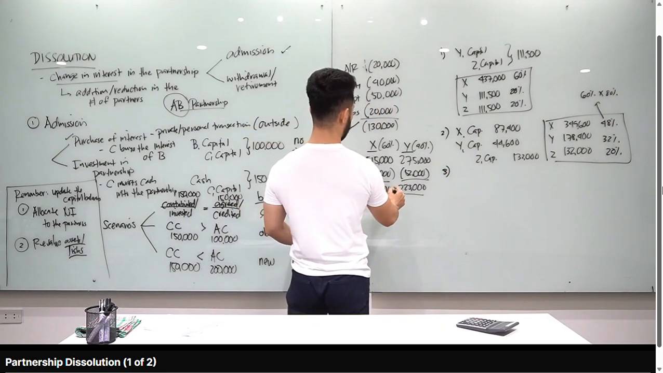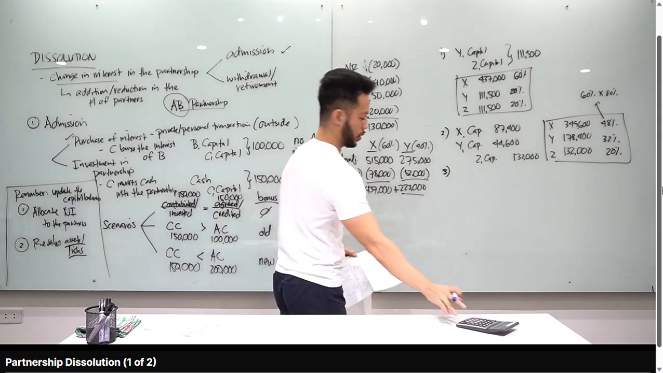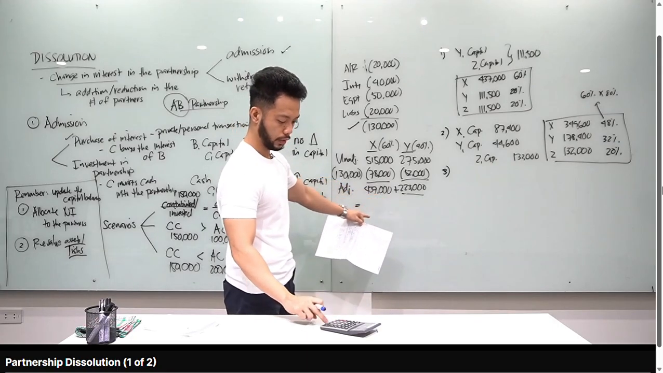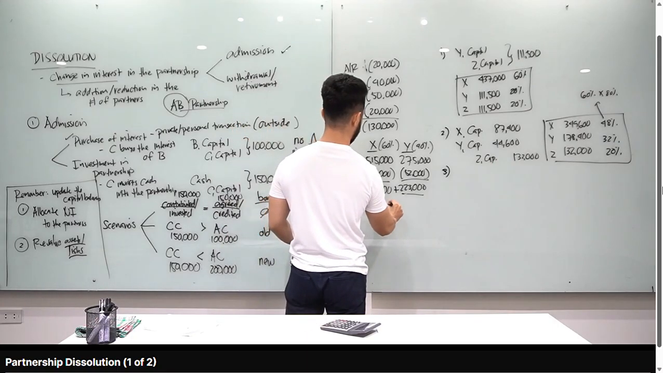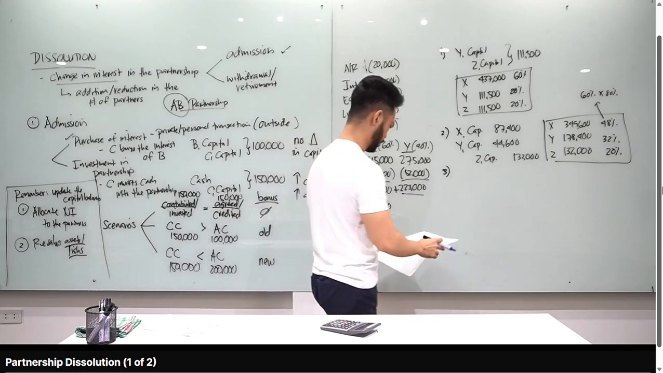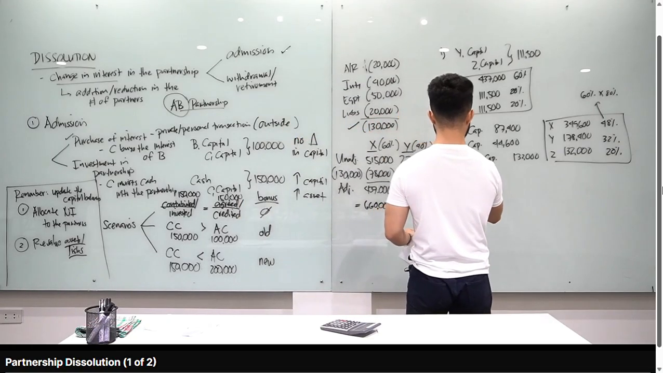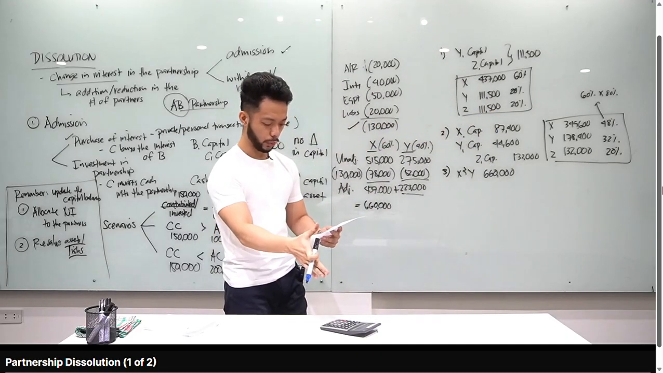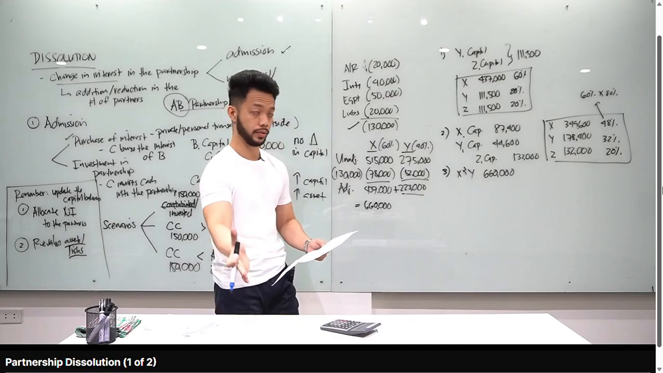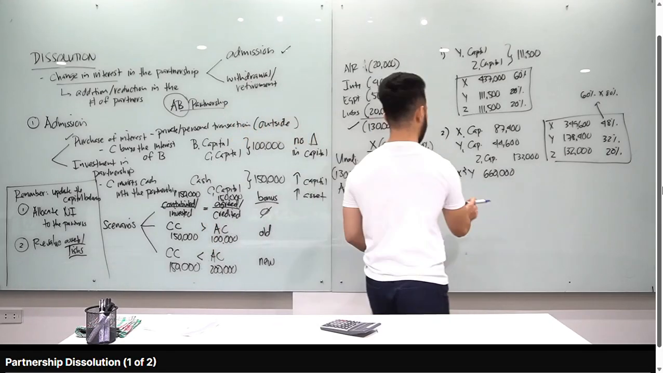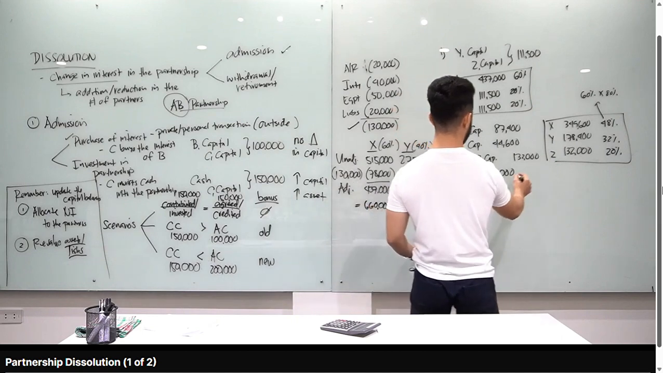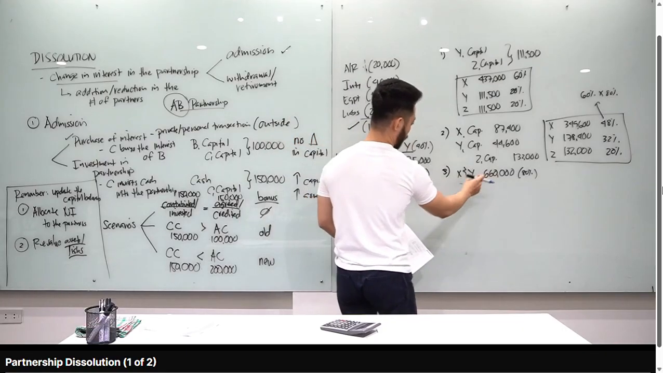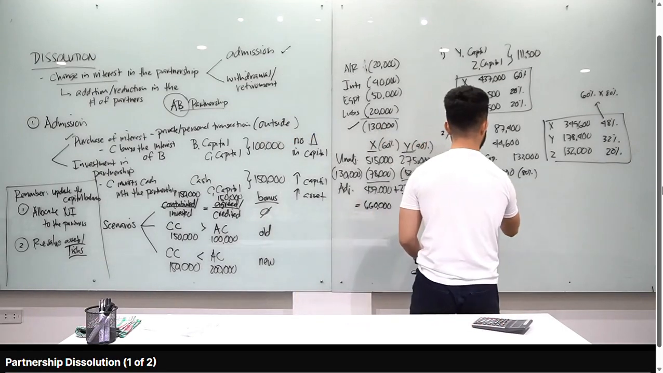So how do you do that? X and Y's capital before Z enters: we add 437,000 plus 223,000, the total capital is 660,000. Before Z enters, I added these two. So X and Y have capital of 660,000. Now, Z wants to come in for a 20% interest. We need to know how much Z should invest for 20%. If Z is 20%, it means X and Y are 80%. So since X and Y are 80%, I will divide this by 80%.